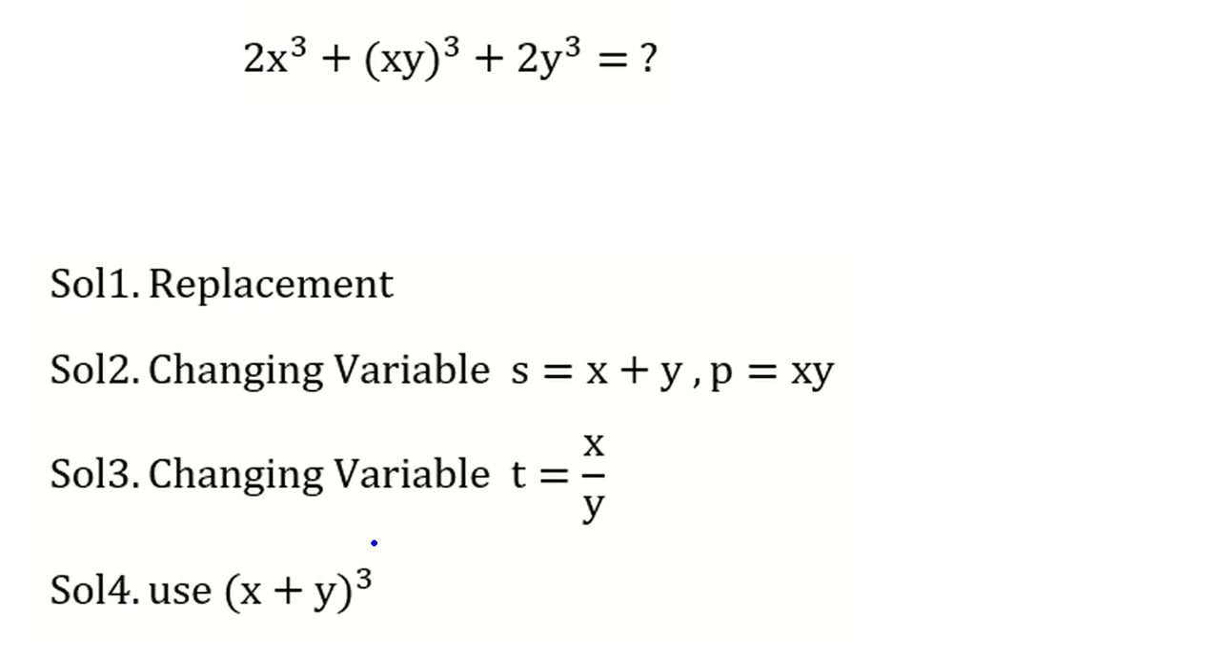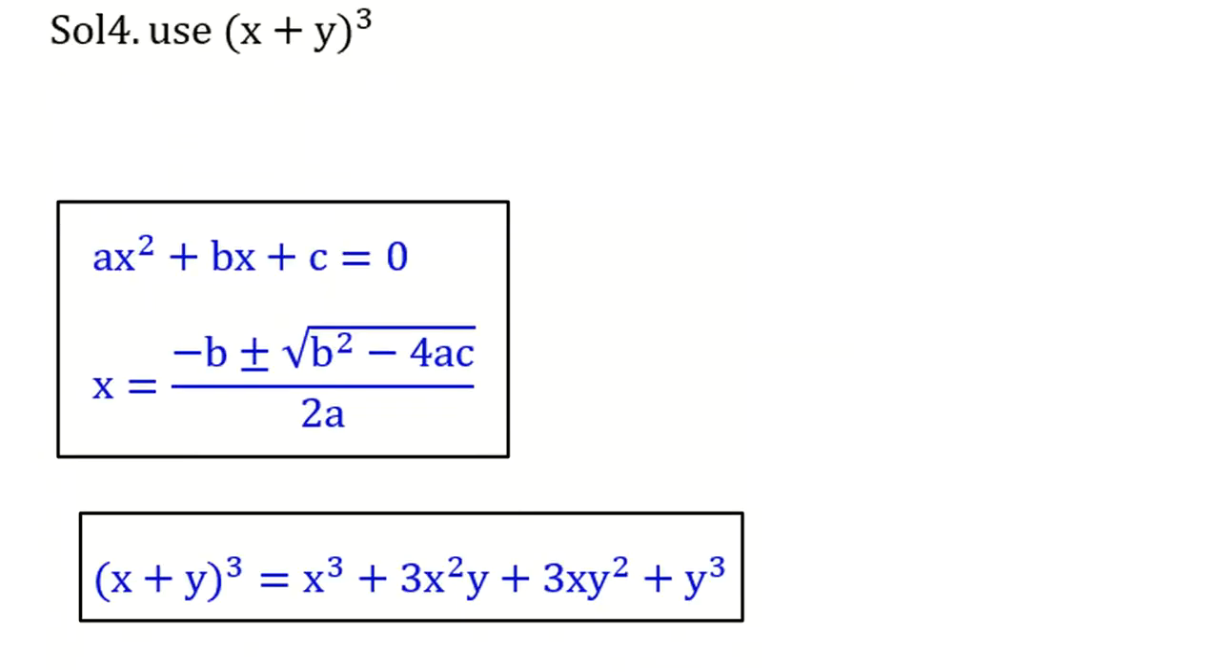You can use the time codes to go straight to one solution. We want to use these two identities, and the quadratic formula: ax squared plus bx plus c equals 0, then x equals negative b plus or minus the square root of b squared minus 4ac, over 2a. You should memorize it. It is useful from basic level exams up to international level. x plus y cubed equals x cubed plus 3x squared y plus 3xy squared plus y cubed.